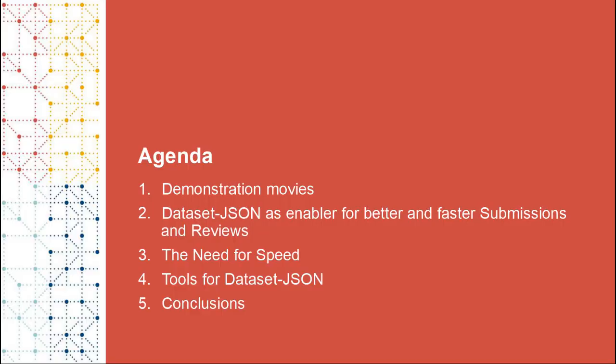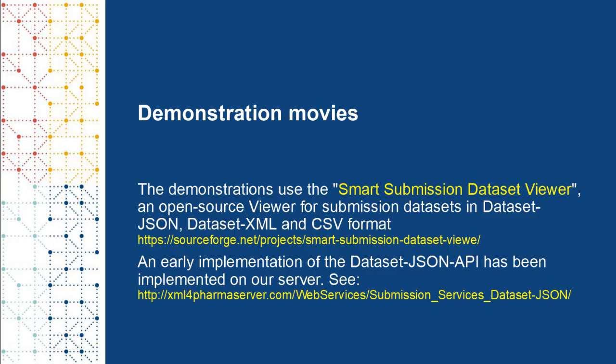The largest part of the presentation will be demo movies, explaining what new opportunities arise for better and faster submissions and reviews by the new Dataset-JSON standard. These demonstrations use the Smart Submission Dataset Viewer, which is open source software and which you can download from SourceForge. The demonstration also uses an early implementation of the Dataset-JSON API on our server.